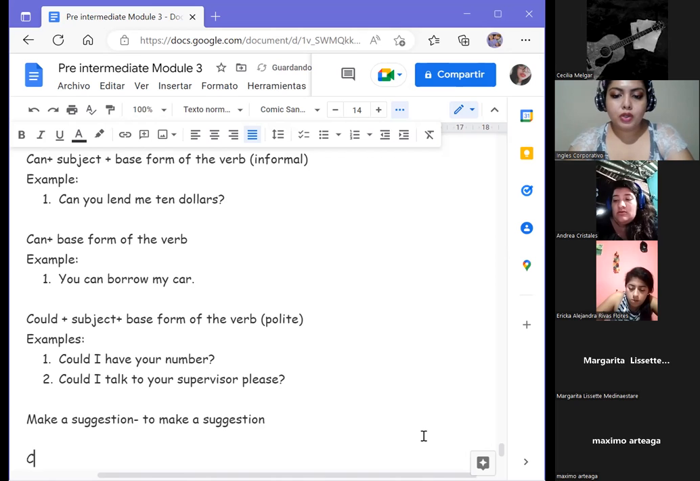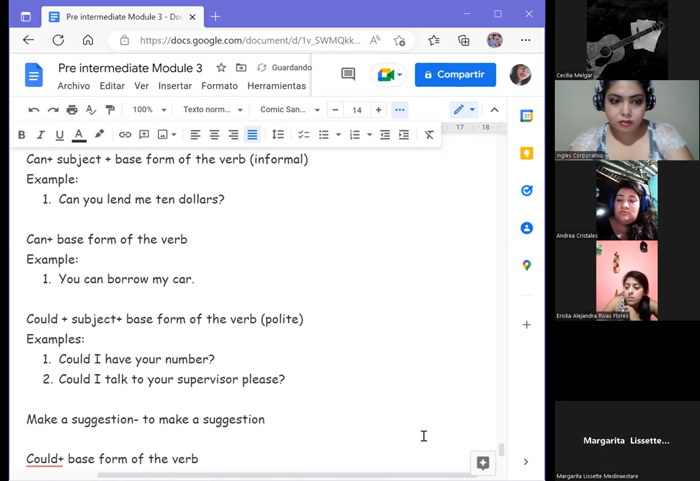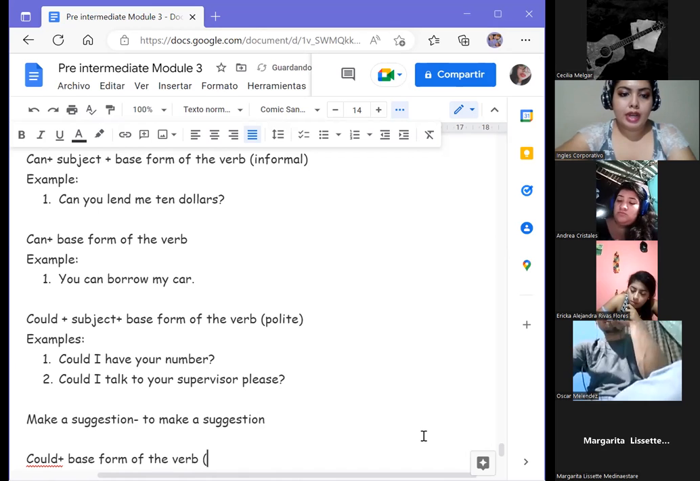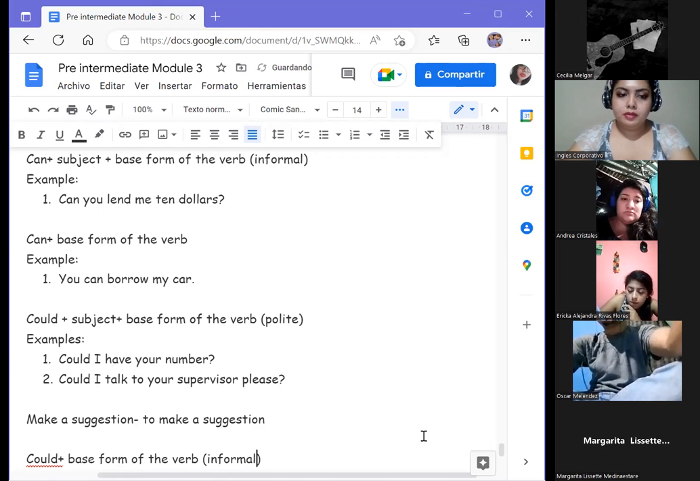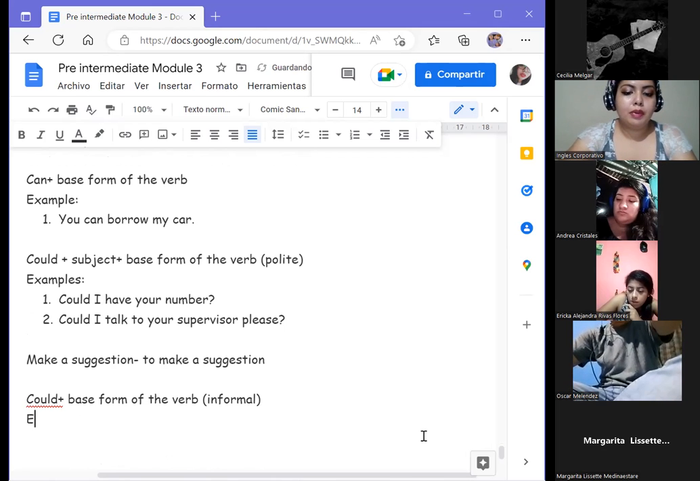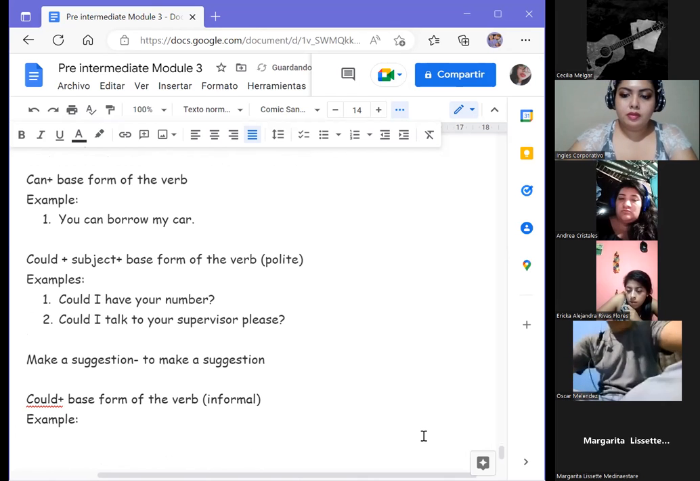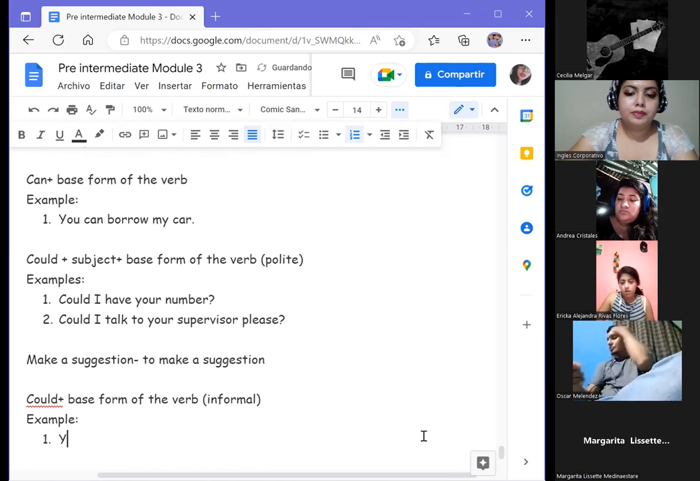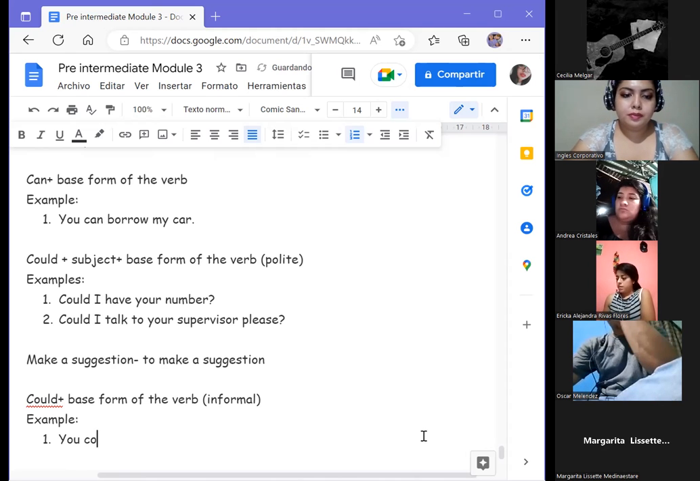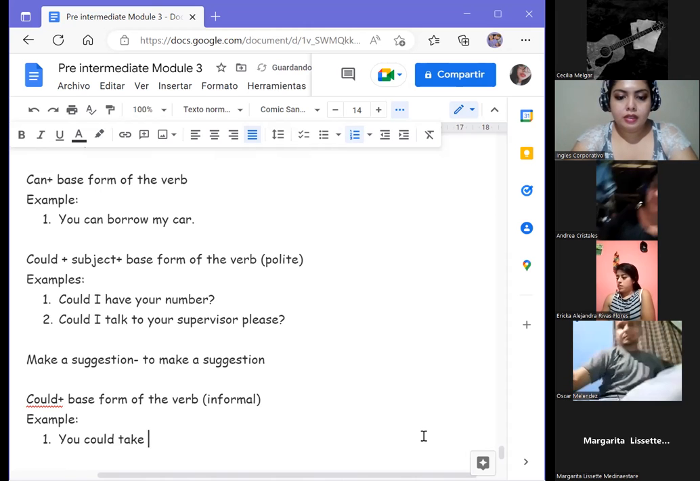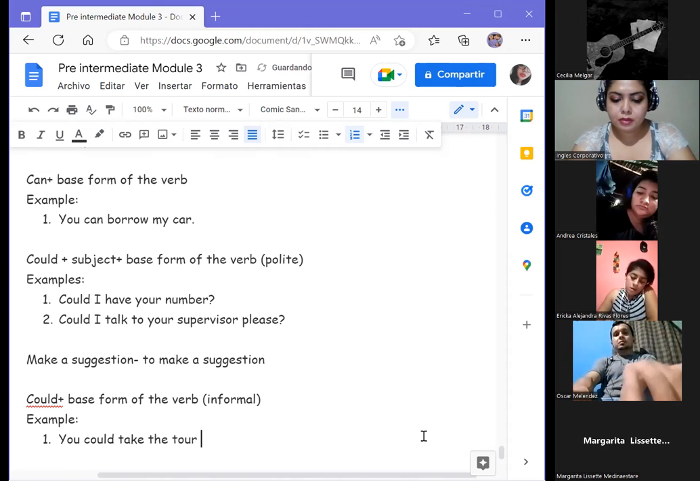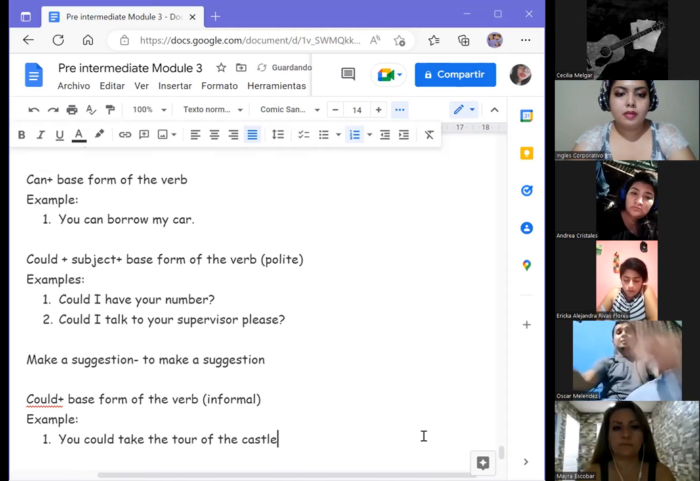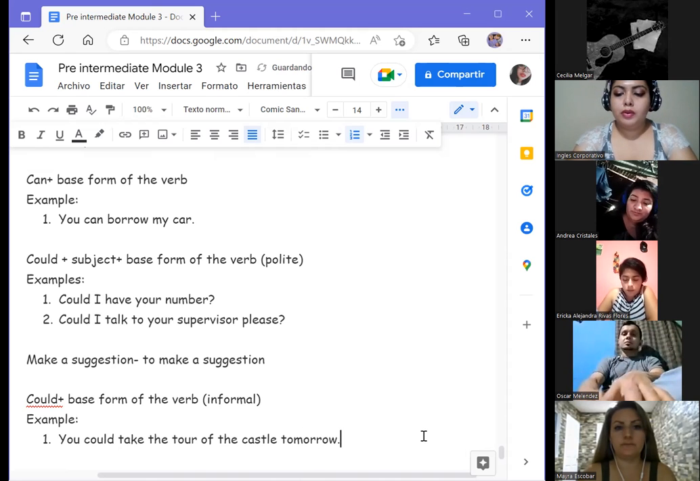For this one, we are going to use could plus the base form of the verb. And this one again is informal. And we have one example. It says, you could take the tour of the castle tomorrow.